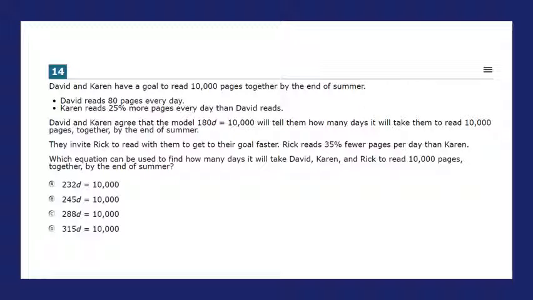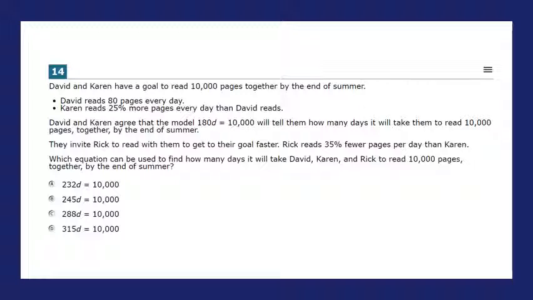Then they invite Rick to read to get their goal faster. Rick reads 35% fewer pages per day than Karen. It says, which equation can be used to find how many days it would take Karen, David, and Rick to read 10,000 pages together by the end of the summer.